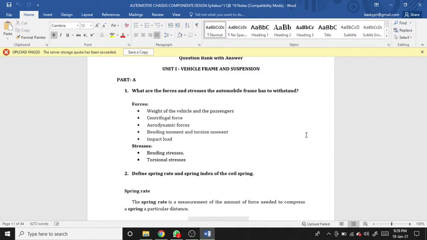Then similarly, there are various stresses acting on the frame. In that the main stresses are namely bending stress and torsional stress.